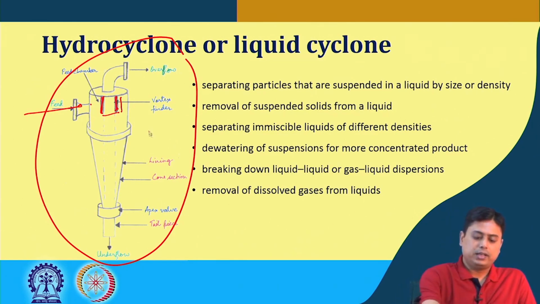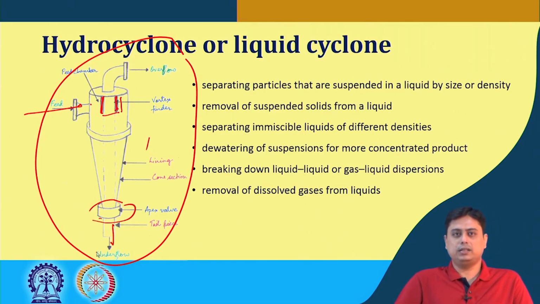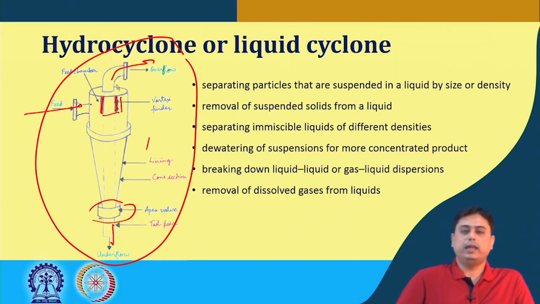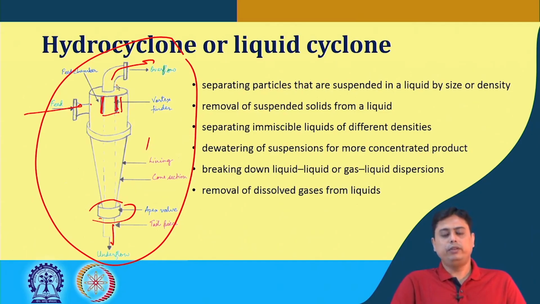And this is the conical section we have, and this is the valve, and this is the underflow where the solid particles are collected, and this is the overflow section where the liquid phase is withdrawn, and along with that some finer particles also escape. So all the concepts that we have discussed apply similarly in this hydrocyclone. When the fluid phase is liquid, it is called the hydrocyclone, and when it was the gaseous phase, it was the gas cyclone.